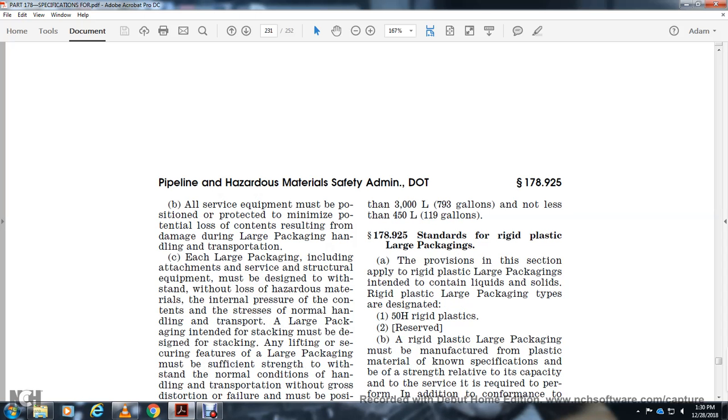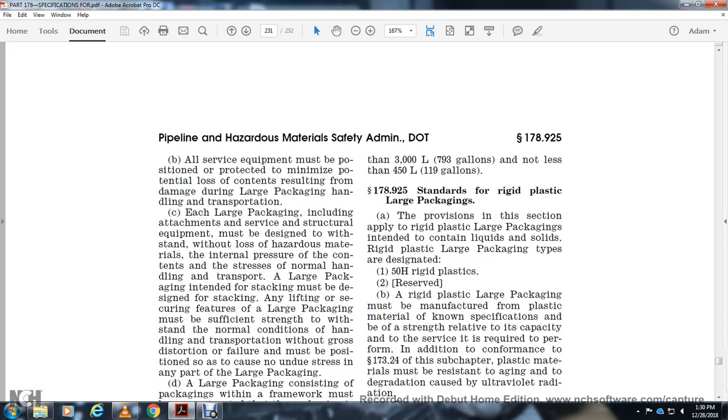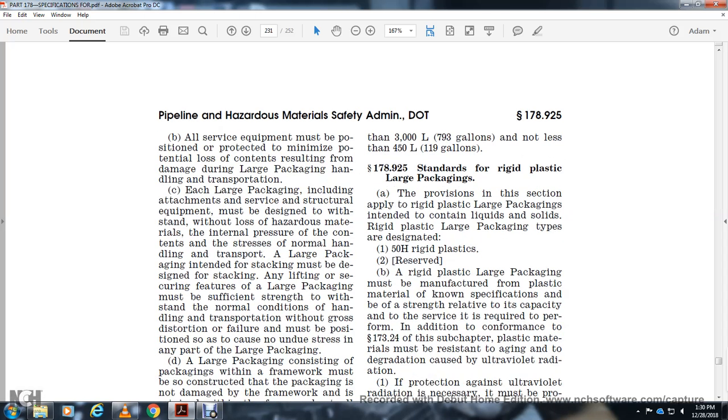Large packaging intended for stacking during transportation must be designed for stacking, and any lifting or securing features of the large packaging must be of sufficient strength to withstand the normal conditions of handling and transportation without gross distortion or failure. There must be no position for the cause of undue stress in any part of the packaging.